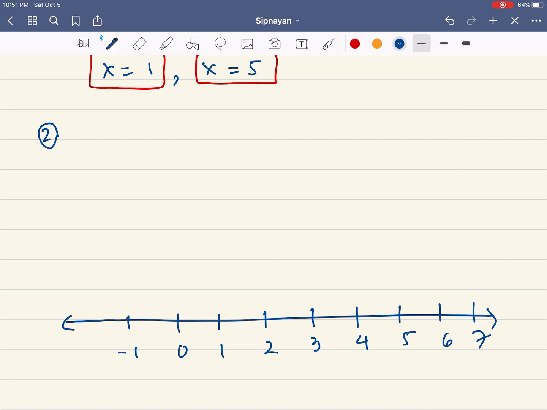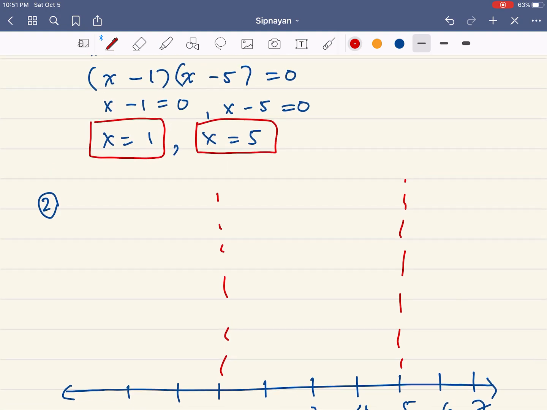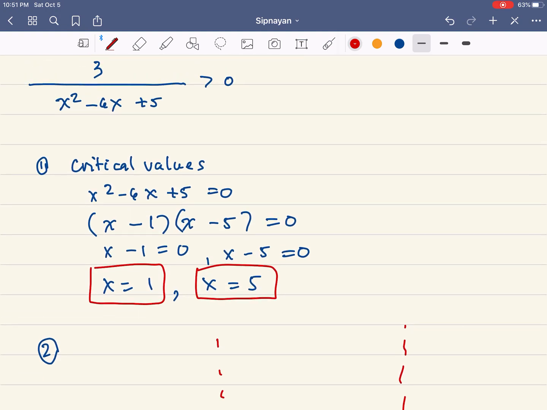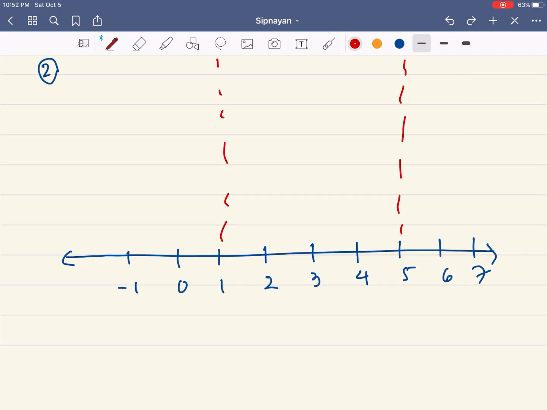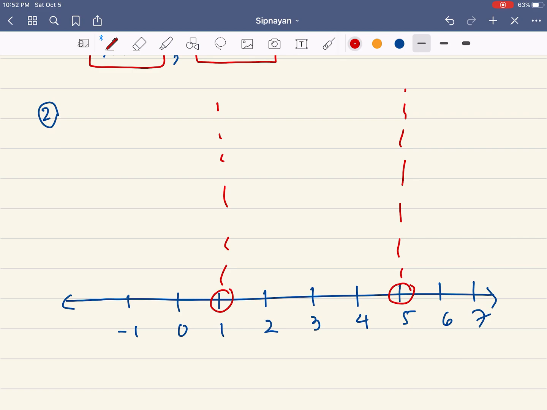Now, mark natin itong x equals 1 tsaka x equals 5. Okay. So we know that x equals 1 and x equals 5 hindi siya pwedeng maging solution nito, kasi magiging 0 yung ating denominator, which means na itong dalawang ito, hindi na sila kasama. Okay? So we test the intervals, no?